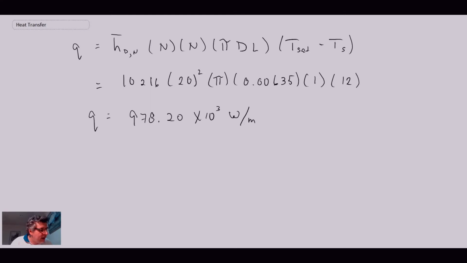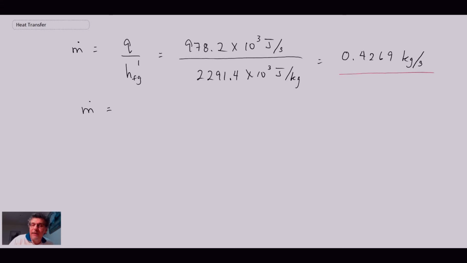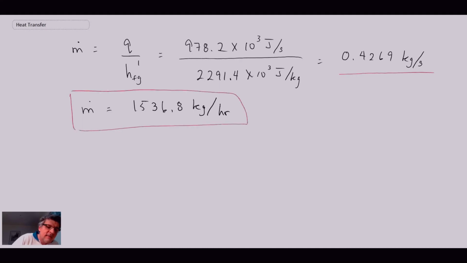Now that we've obtained that, we can determine the mass flow rate. So let's do that next. We determine the mass flow rate in kilograms per second. And if you recall in the problem statement, they wanted it in kilograms per hour. So we multiply that by 3,600, or 60 times 60, and we end up with about 1,500 kilograms per hour of water that this condensing unit would be able to produce from the steam coming in.